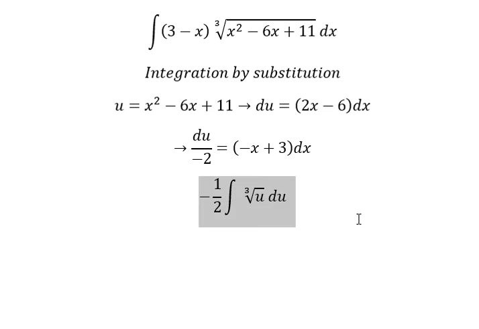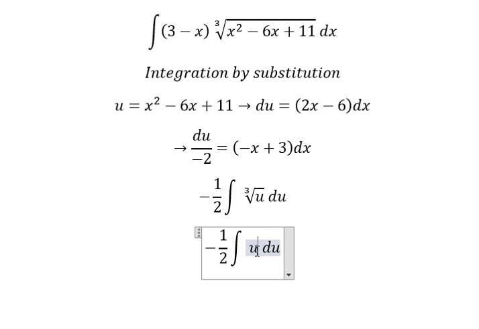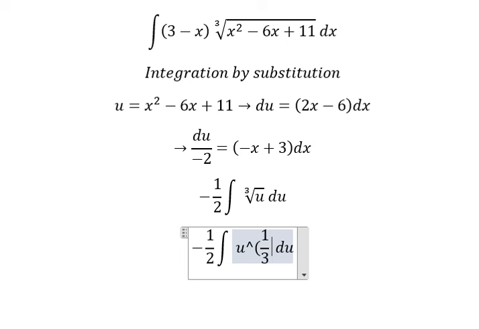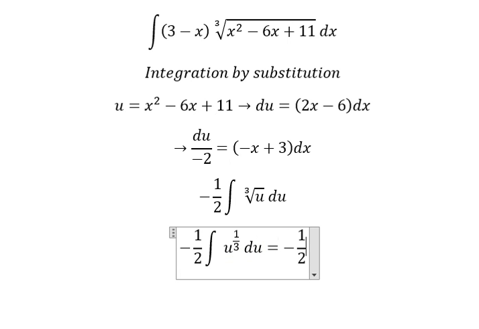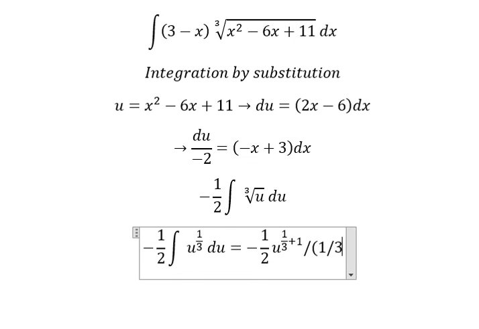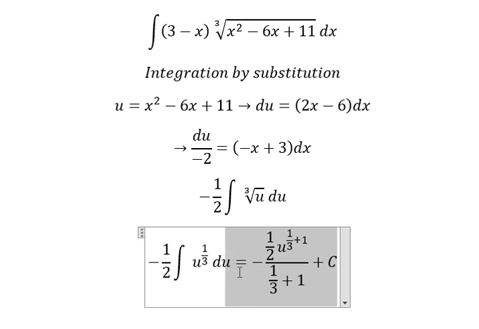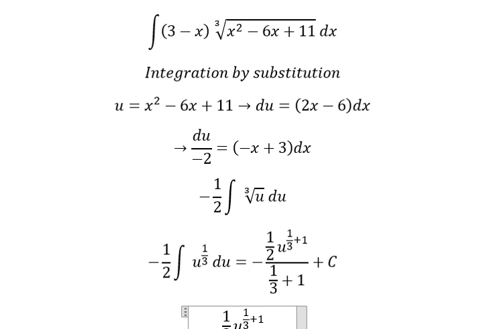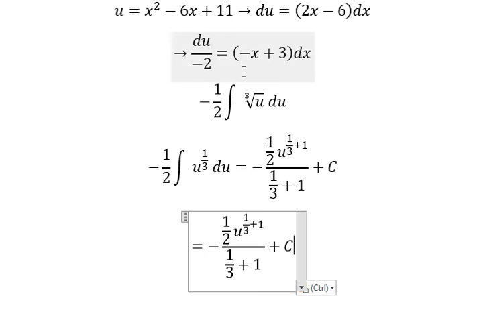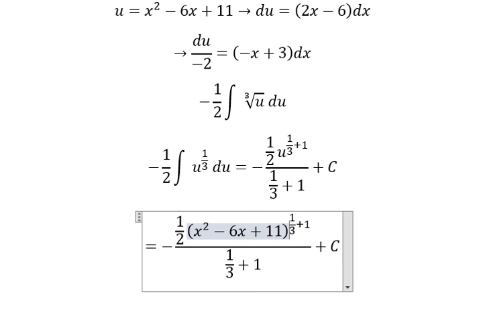Next, this one is u to the power of 1 over 3. The integration of this one, we have 1 over 3 plus 1, over 1 over 3 plus 1, and I will put c. About u, that is this one. So this one we have 4 over 3.